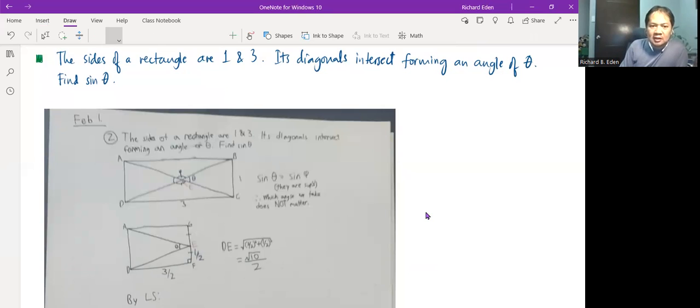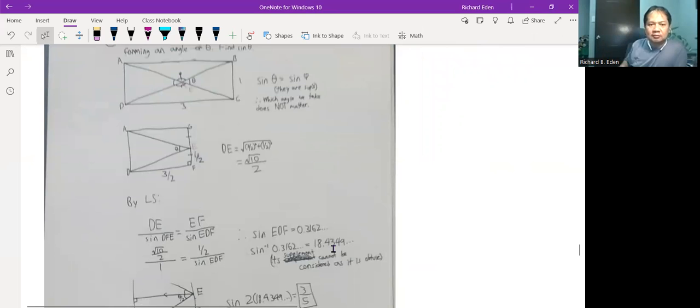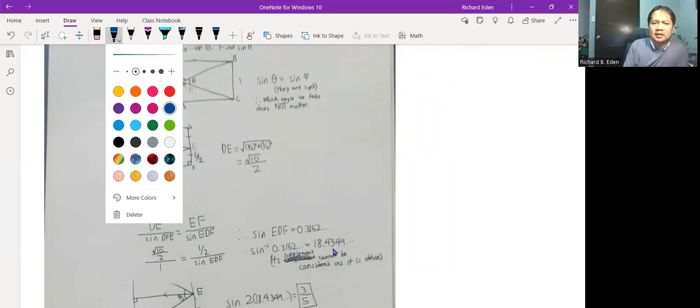So ginawa mo, 3 halves, 1 half. So that makes DE something that we can determine: square root of 10 over 2. Okay. So by the law of sines, that's what you did. DE over sine DFE equals EF over sine EDF. So I see what you are doing. You're using the law of sines. And there is nothing wrong with that.